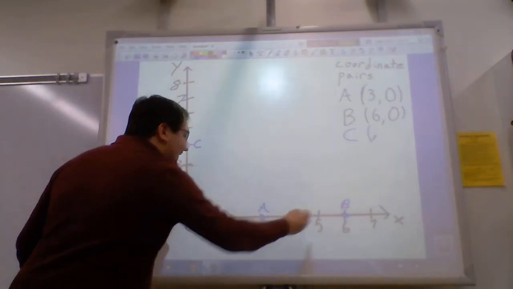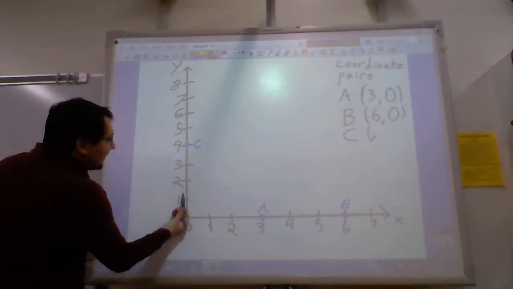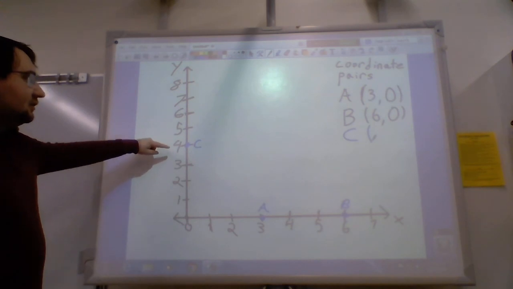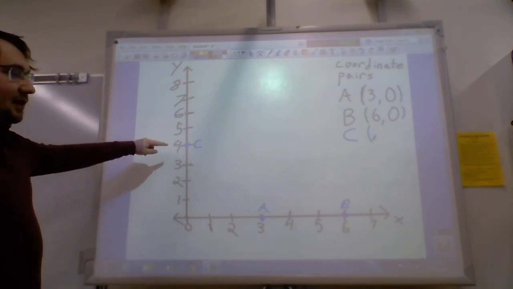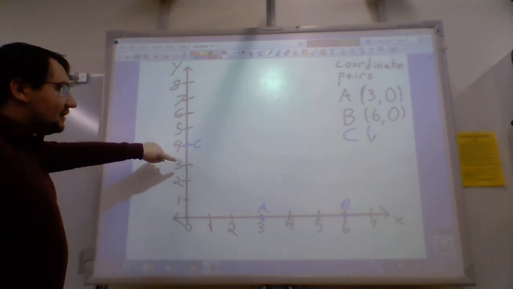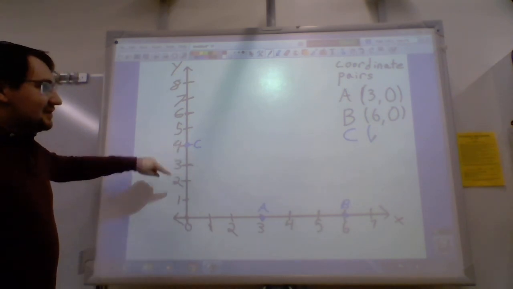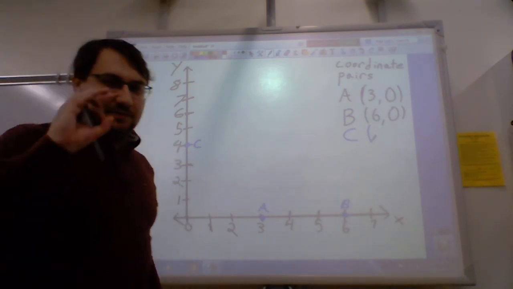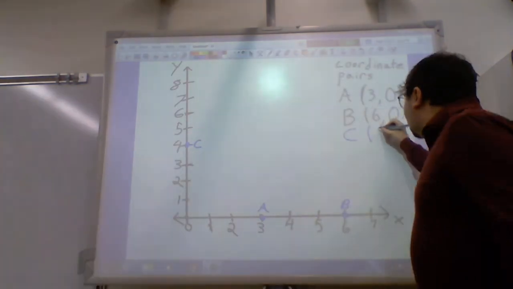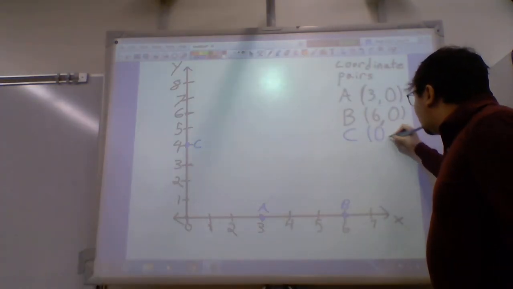Well, it's not on the line itself, but if we go straight up from 0, it lands on our point. So that must mean that the coordinate of point C on line X must be 0. I'm going to write in here, its first one is 0.